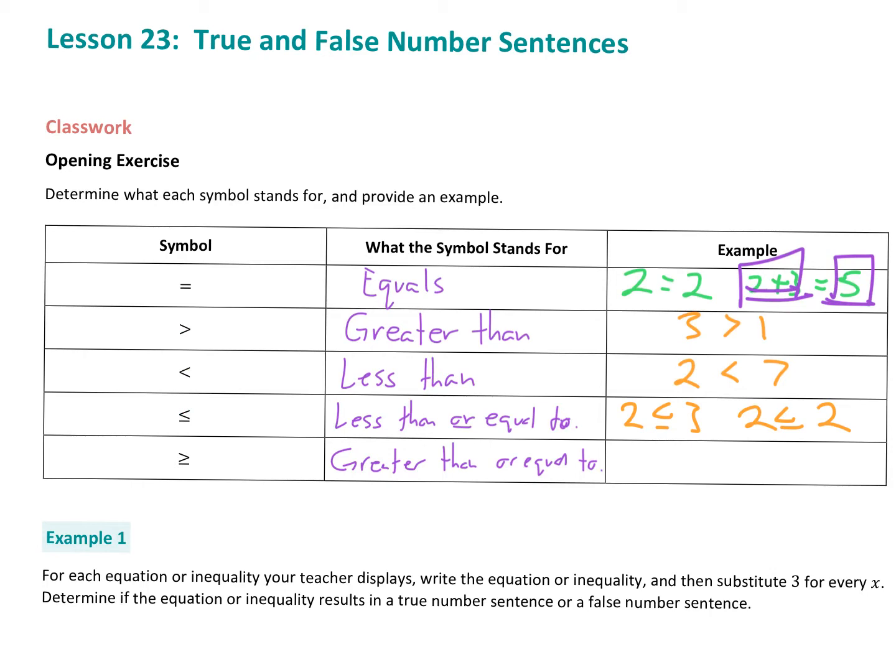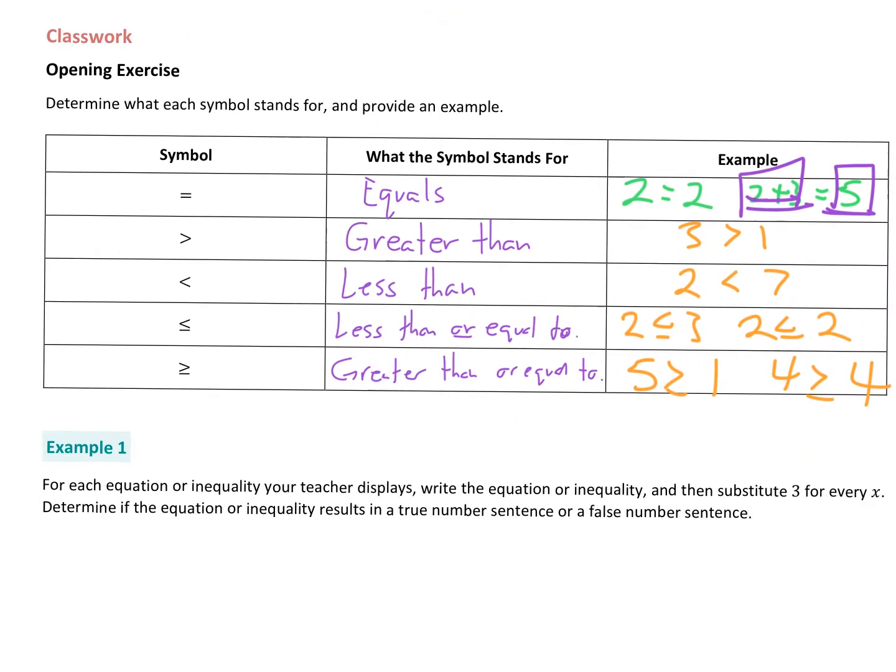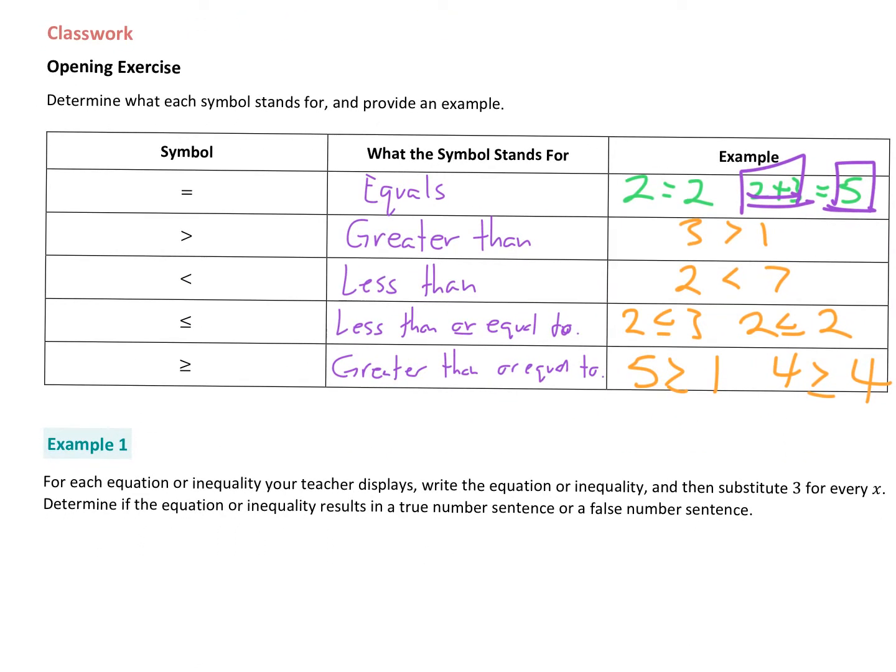And the other one is greater than or equal to. So we could say 5 is greater than or equal to 1, or we could say that 4 is greater than or equal to 4. Those are examples that would work for that. Greater than or equal to expressions are super helpful. Actually, I think that they're more helpful oftentimes than the greater than or less than.